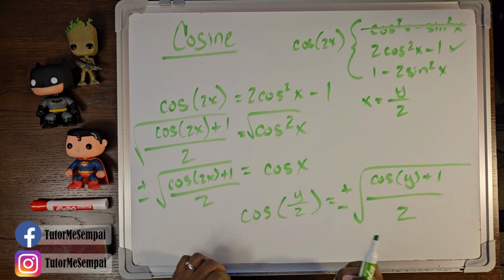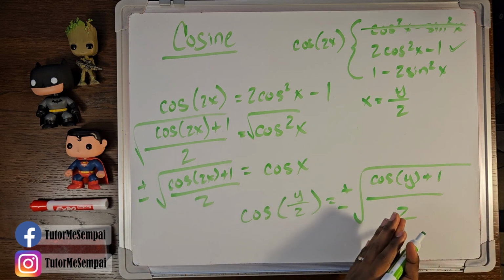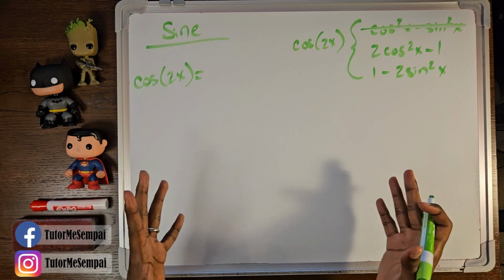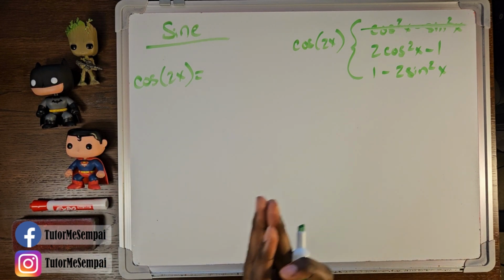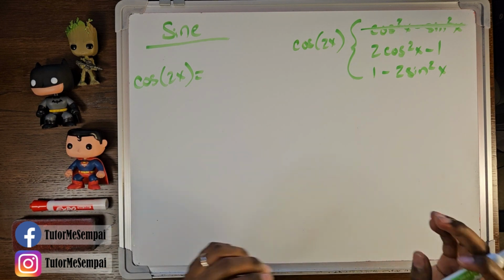We have a half angle here and we have a single angle here, really emphasizing the fact that this is a half angle identity. So now that we found our half angle identity for cosine, let's do the same thing for our sine. So now we're going to try to find our half angle identity for sine, except we're going to still use our double angle identity for cosine.